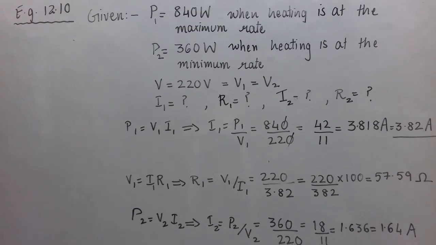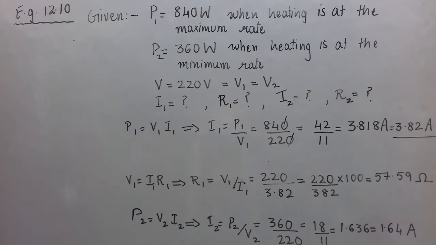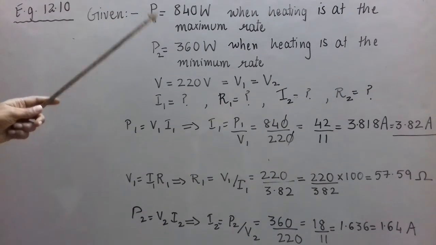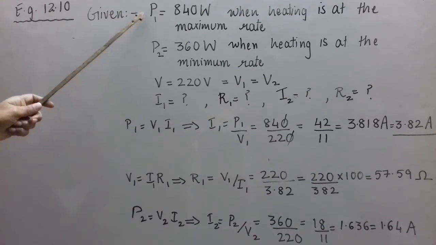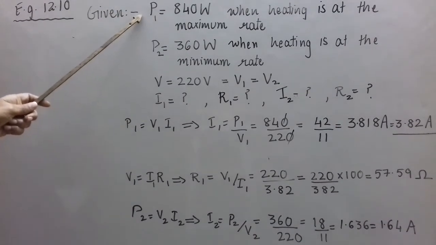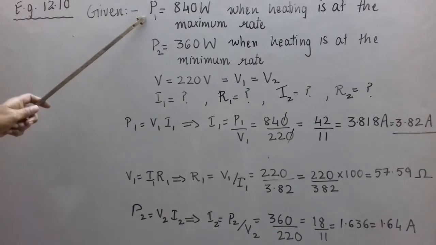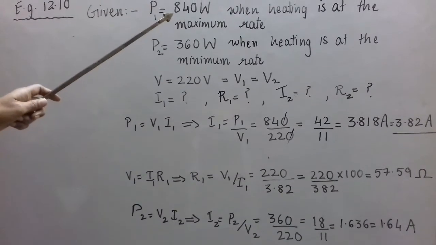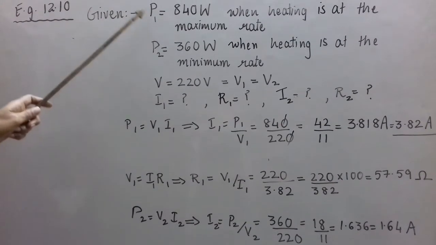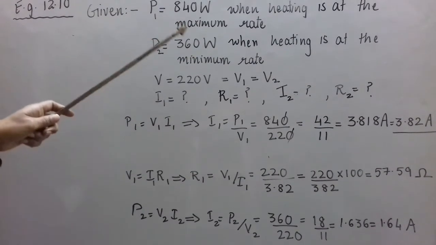An electric iron consumes energy at a rate of 840 watt. So we know that 840 watt is power of the body. In this case it is an electric iron. First of all, we know the definition of power. It is the rate at which energy is consumed or transferred. Secondly, even we know what is the unit of power. So you can easily write P1 is 840 watt when heating is at the maximum rate.